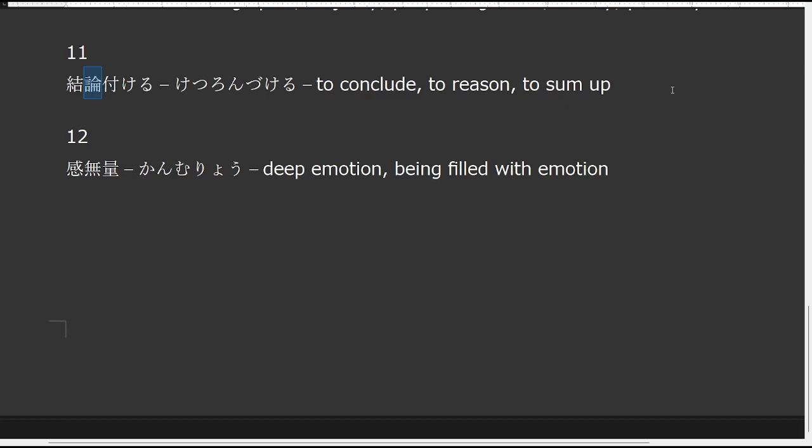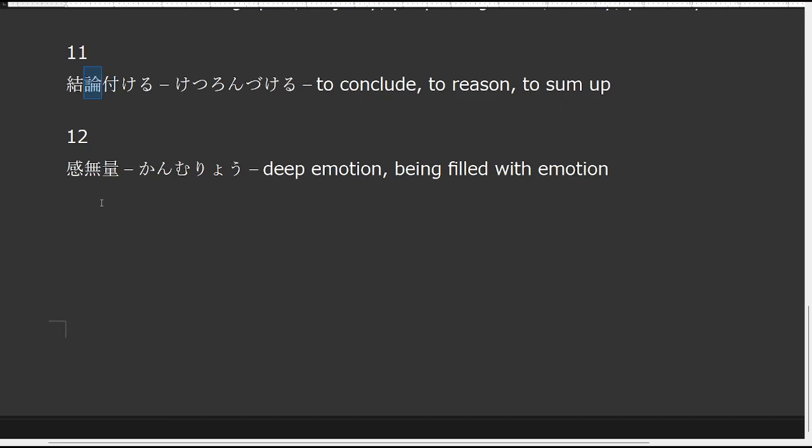Ketsuron zukeru is to attach a conclusion to something, to conclude, sum up, or reason. Ketsuron zukeru is to conclude.